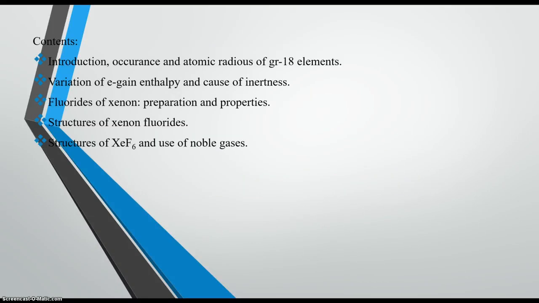Today we are going to discuss the chemistry of group 18 elements. These are the contents we will be discussing. First of all, introduction, occurrence and atomic radius of group 18 elements. Secondly, variation of electron gain enthalpy and cause of inertness of the group 18 elements. Thirdly, fluorides of xenon, their preparation and properties. Fourthly, structure of xenon fluorides, and at the last, structures of HCF6 and use of noble gases.